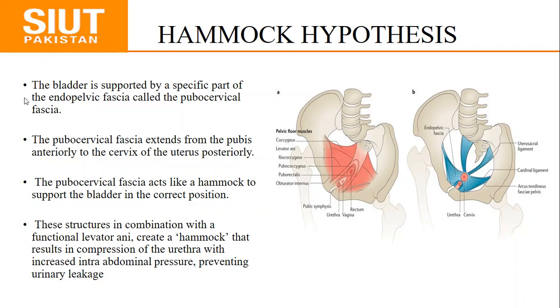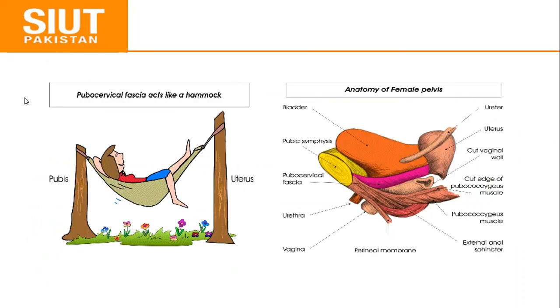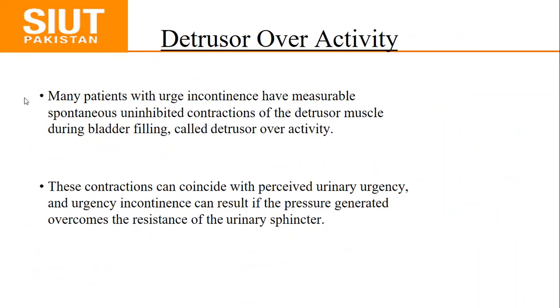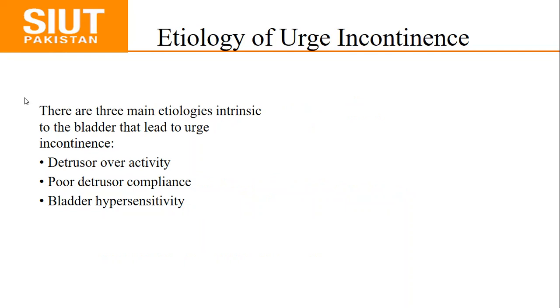ओके. तो अर्जेंसी इनकॉन्टिनेंस जो है उसमें 3 मैकेनिज्म्स हैं जो डिस्क्राइब हैं. एक तो जो है वो डिट्रूसर ओवर एक्टिविटी है सर, ठीक है. डिट्रूसर ओवर एक्टिविटी इज द इनवॉलंटरी डिट्रूसर कॉन्ट्रैक्शंस ड्यूरिंग द फिलिंग फेज ऑफ सिस्टोमेट्री. तो वो एक फैक्टर है. दूसरा जो है वो पुअर कंप्लायंस है और इम्पेयर्ड कंप्लायंस. और तीसरा जो है वो यूरोथेलियल हाइपर सेंसिटिविटी है.